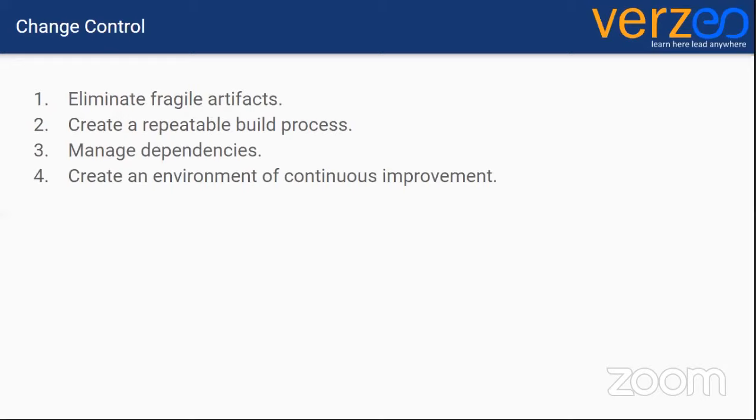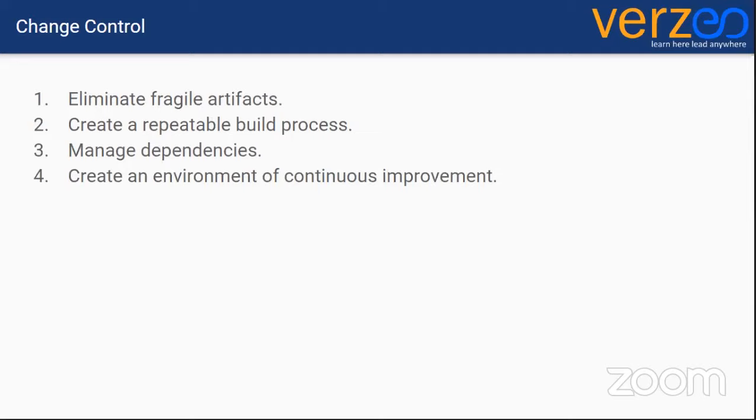Then we go to the change control. So how well are we able to control the changes that go to your delivery pipeline? Okay, there are 4 important points here. Eliminate fragile artifacts. What are artifacts? Artifacts are the end product. It could be your binary, it could be your chart file, it could be your documentation.